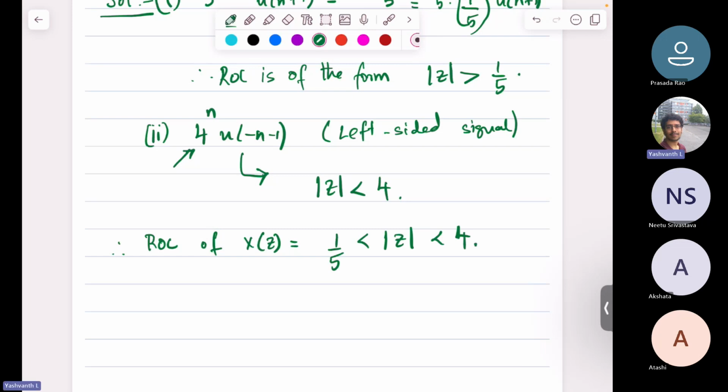Is this clear? Yes, sir. Clear, sir. Yeah, thanks.